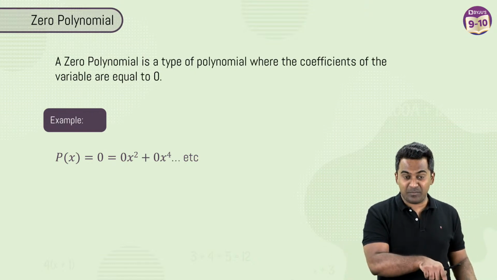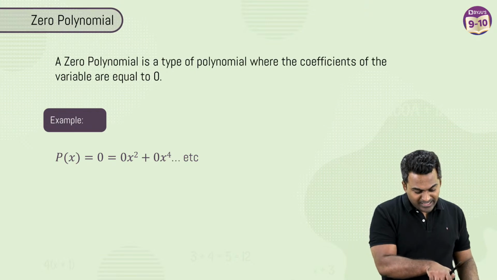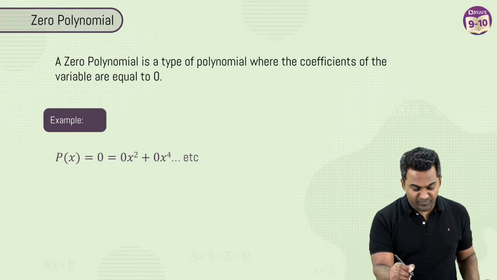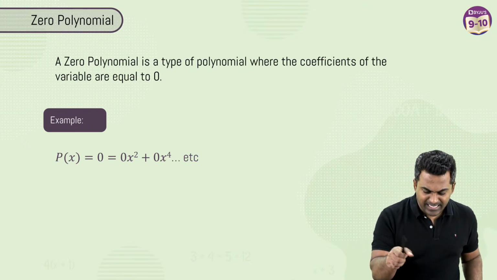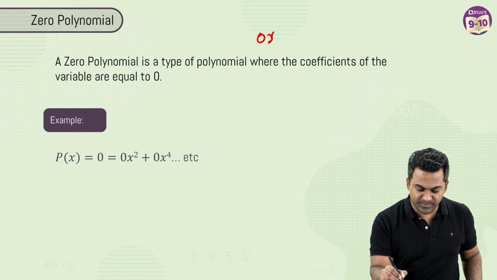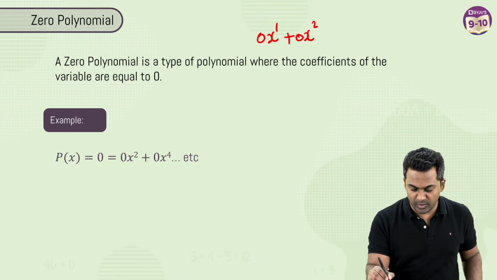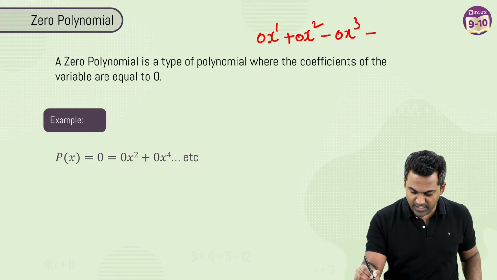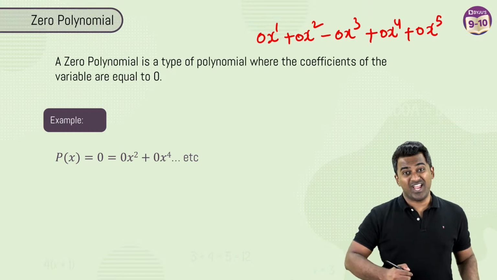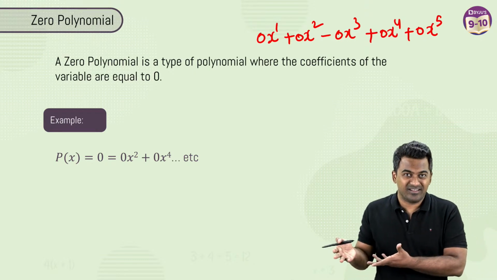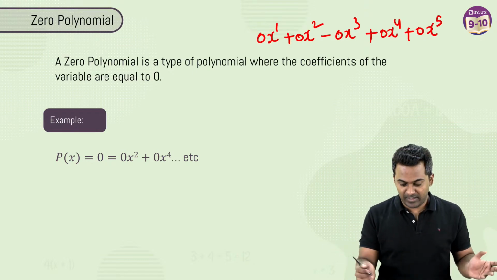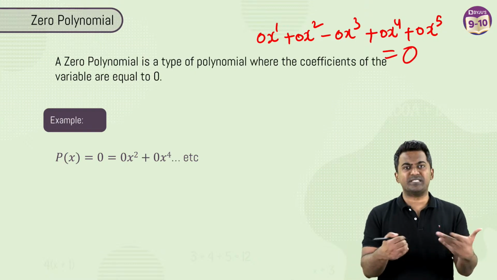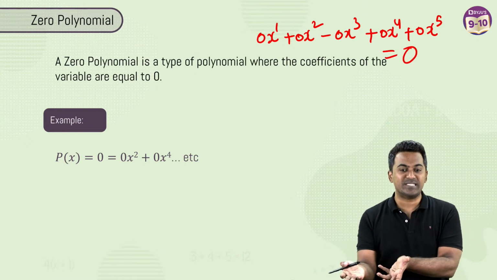Yes, Ranjan. Is there any zero polynomial? Yes, there is. I have come to that here. Look, a zero polynomial is this. But even if I give you this, let's say 0 multiplied with x power 1 plus 0 multiplied with x power 2 minus 0 multiplied with x power 3 plus 0 multiplied with x power 4 plus 0 multiplied with x power 5. I can go on and on, there is no end to that, because all of it eventually is going to be 0, because 0 multiplied with anything is 0 itself.